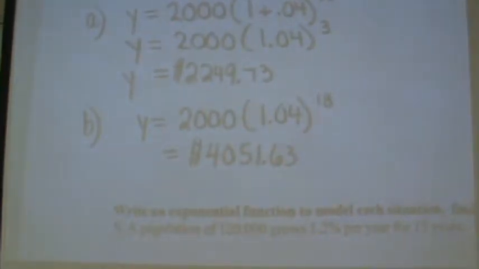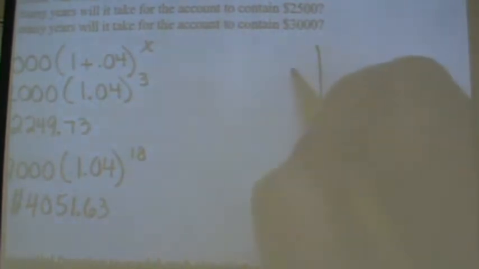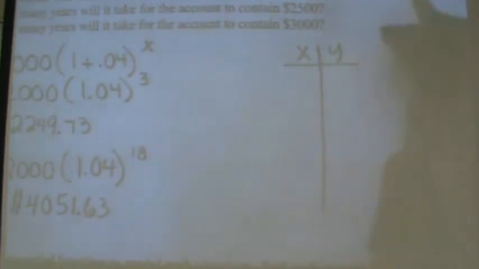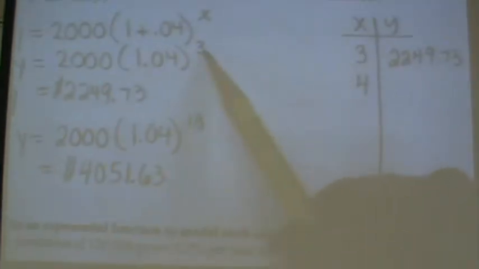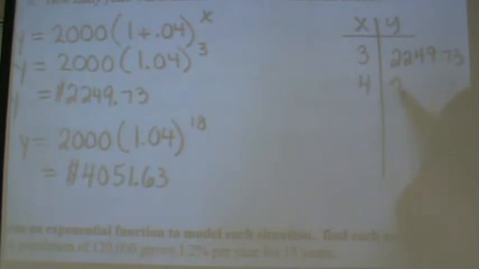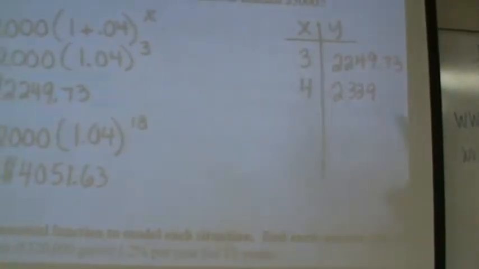So now they're asking you, how many years? So now you're going to ask yourself, what would X be so that you get $2,500? What I did was I made a T-chart. For 3 years, we get $2,249.73. What about 4 years? If you put a 4 here, what would you get? You get $2,339. So we want to get to 2,500.